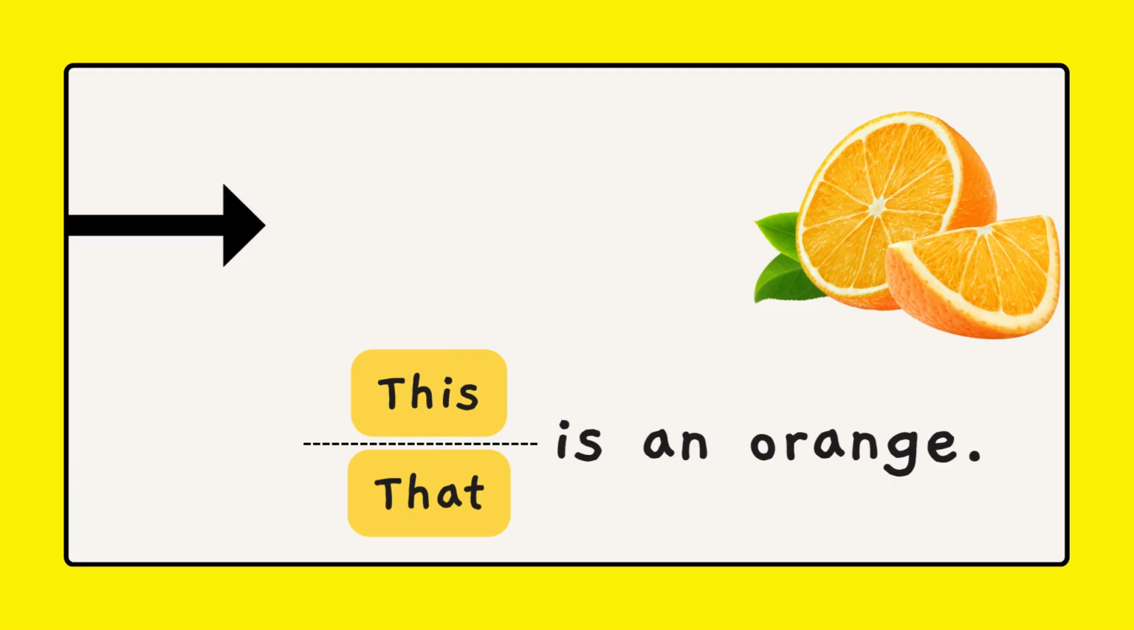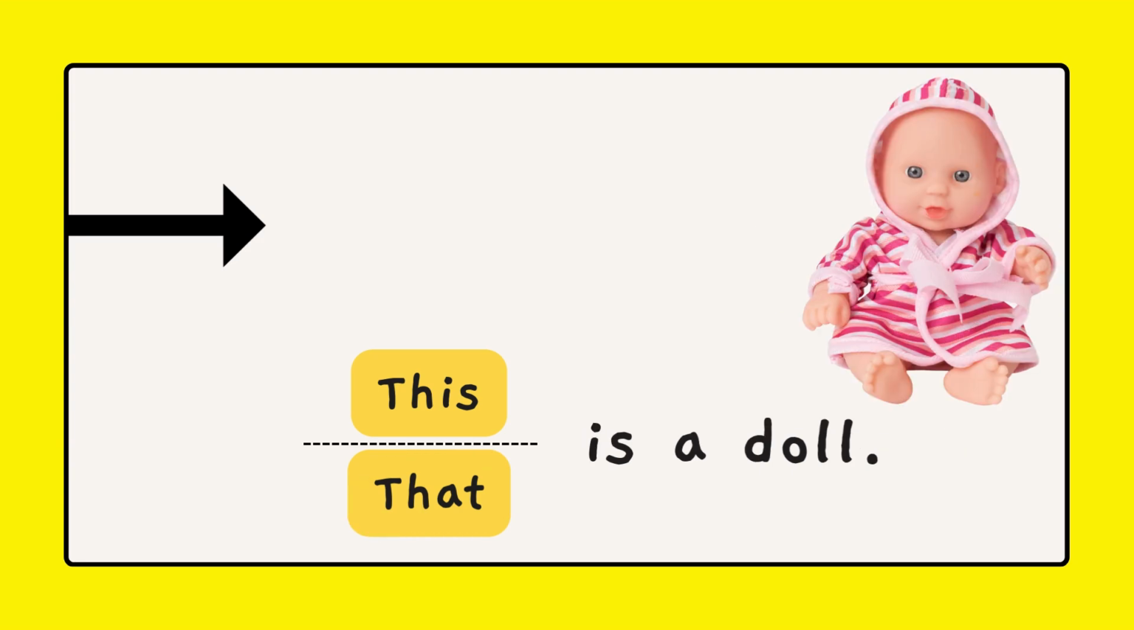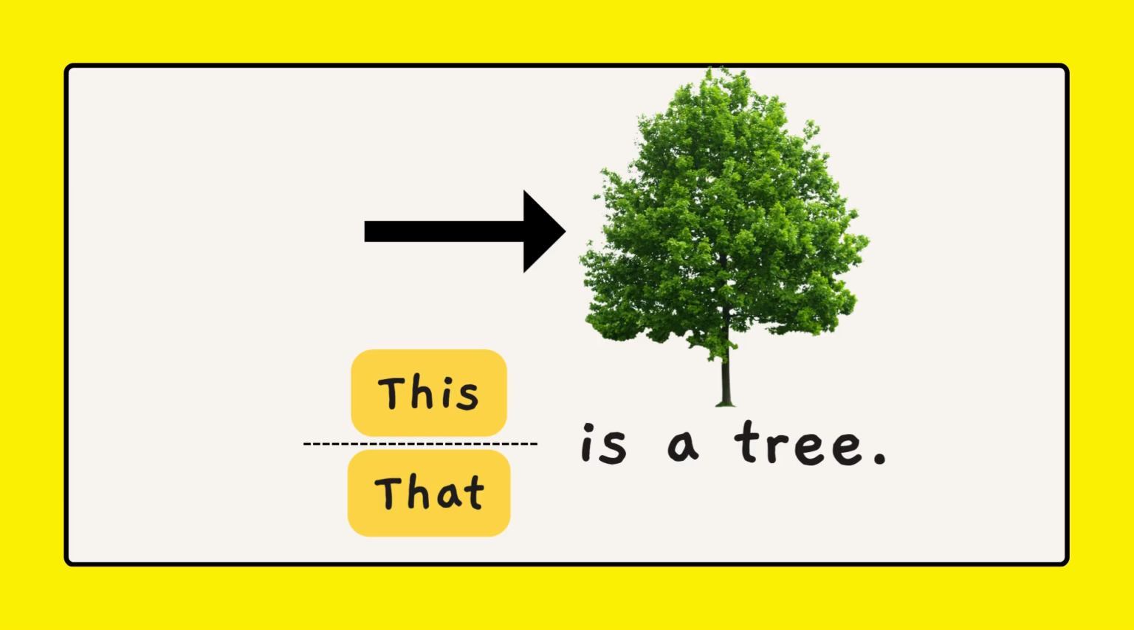This is an orange or that is an orange. That is an orange, because the distance between the arrow and the orange is very long, which means the orange is far away from us. This is a doll or that is a doll. That is a doll. This is a tree or that is a tree. This is a tree.